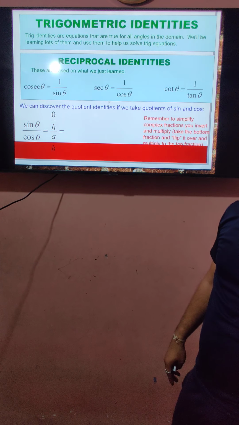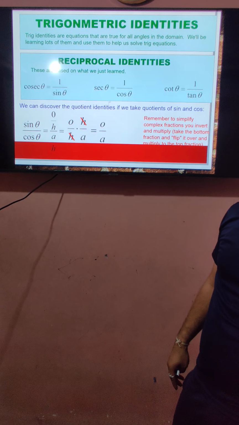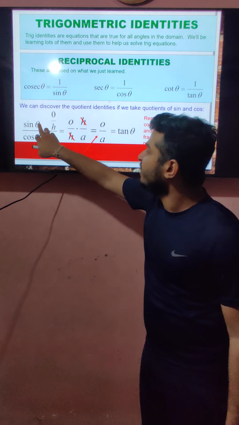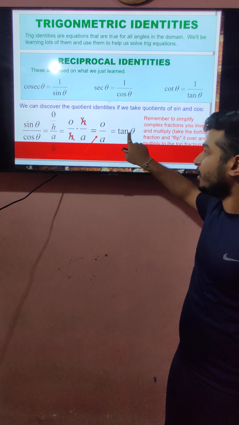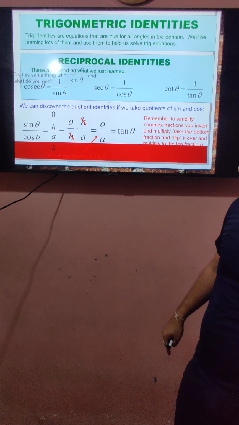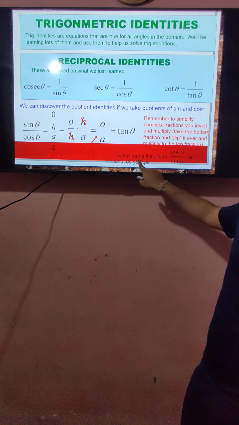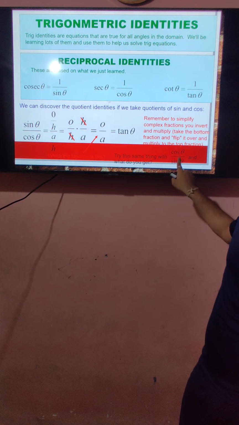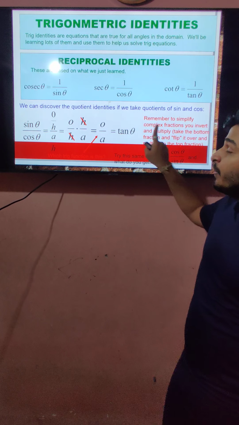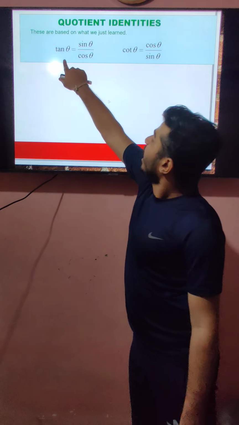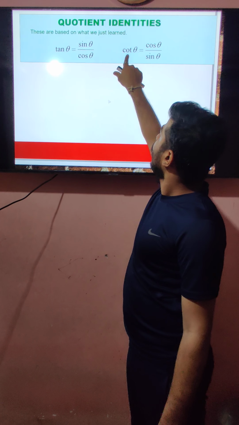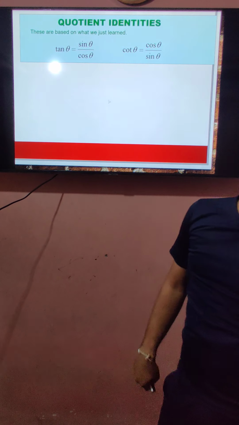Sin theta divided by cos theta is opposite divided by adjacent, that is nothing but tan theta. Sin theta divided by cos theta is equal to tan theta. You should remember this. The same way, cos theta divided by sin theta will become cot theta. See, tan theta is equal to sin by cos, and cot theta is equal to cos by sin.